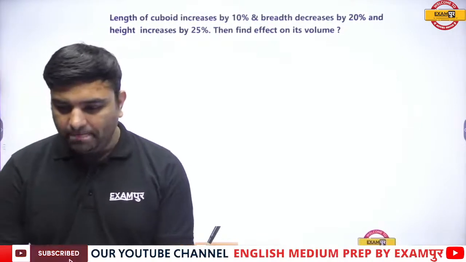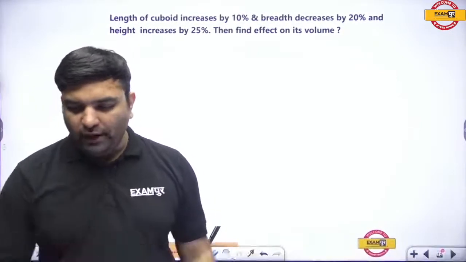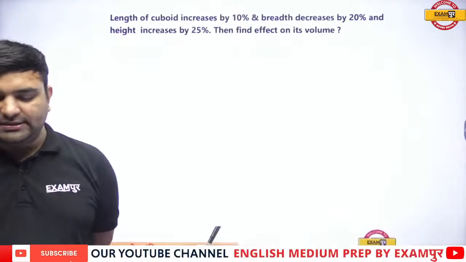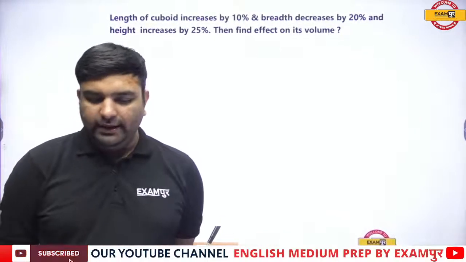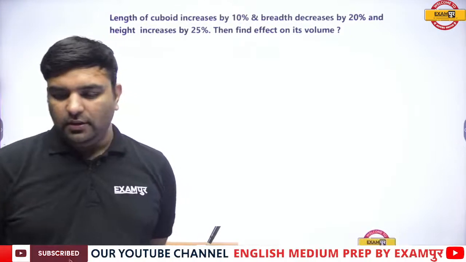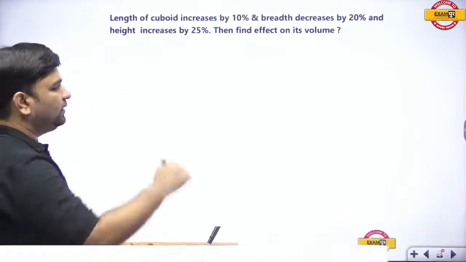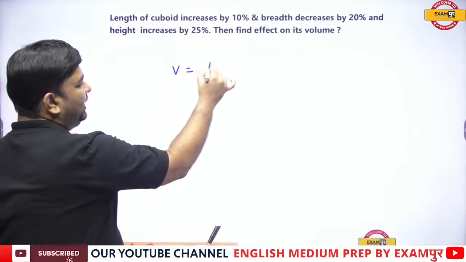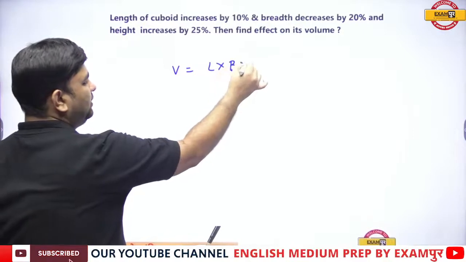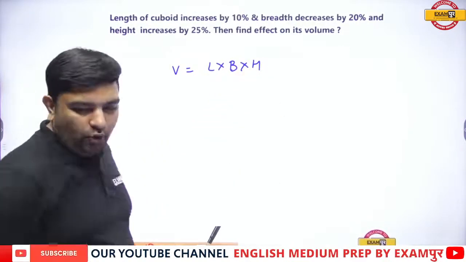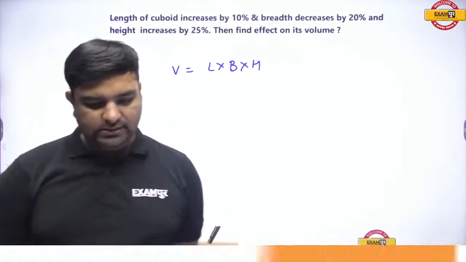Anyone is there? Okay. Length of a cuboid is increasing by 10%. Breadth is decreasing by 20%. Height is increasing by 25%. What is the net change on the volume? You know, volume of a cuboid is length into breadth into height.